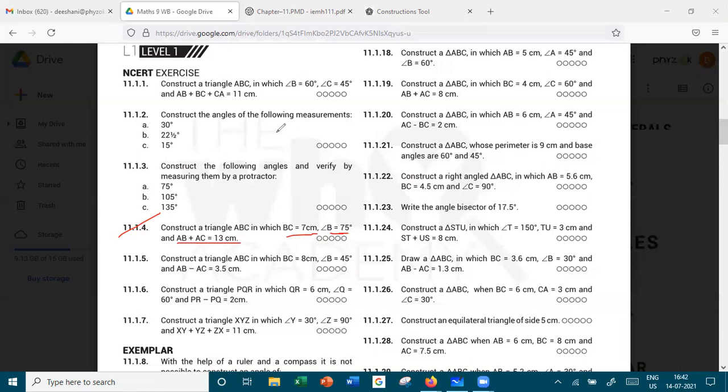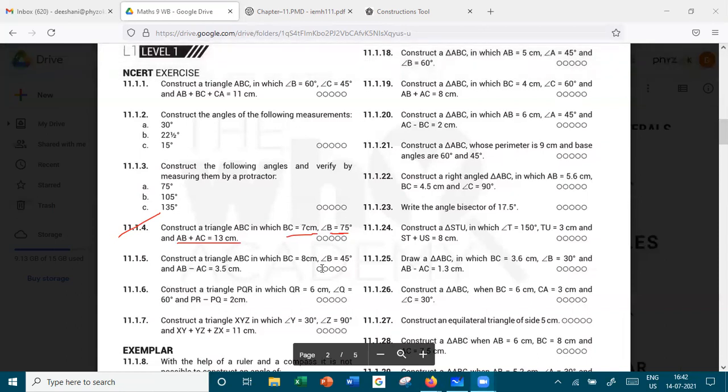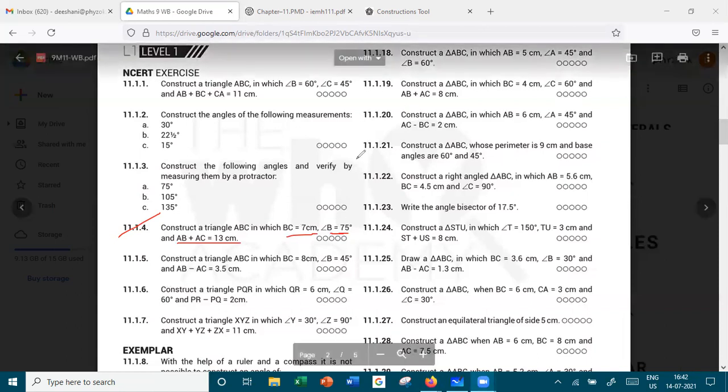How will you make angle 75? Ma'am, 60 plus the bisector of 60, which is 15. Very good. 60 plus 15. Good.